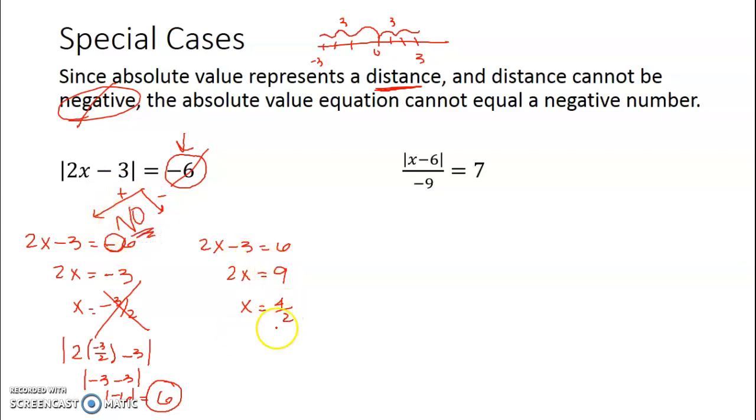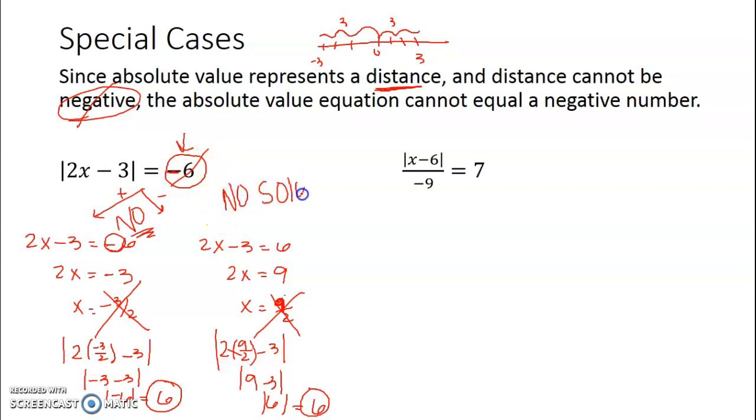And if I check my 9 halves, then I'm going to have 2 times 9 halves minus 3, all inside my absolute value. That would become 9 minus 3 inside my absolute value, which is 6. The absolute value of 6 is 6, but the problem said negative 6, so that's not the same thing, and he does not work. What this means is my answer is no solution.